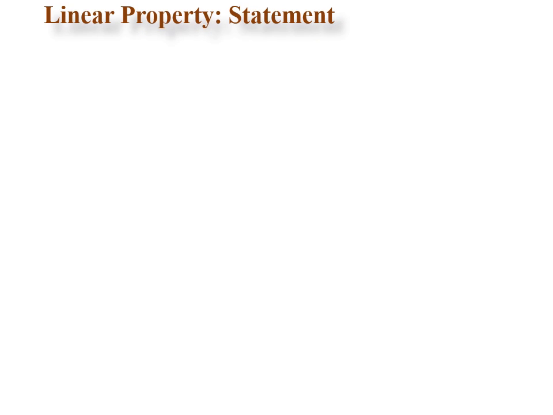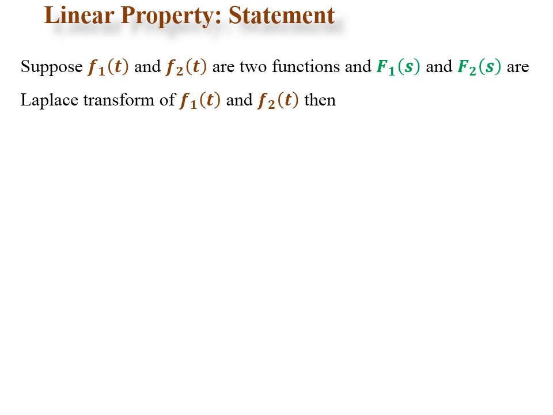So the first property is the linear property. What is the linear property of the Laplace transform? Suppose we are given two functions f1(t) and f2(t), and their Laplace transforms are F1(s) and F2(s) respectively.